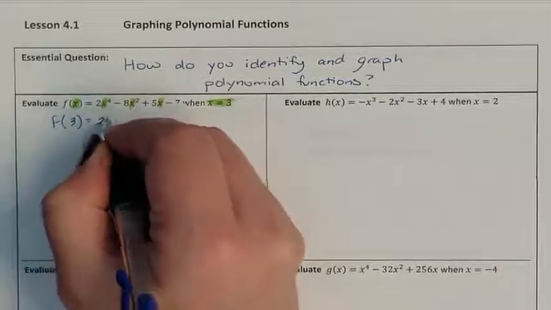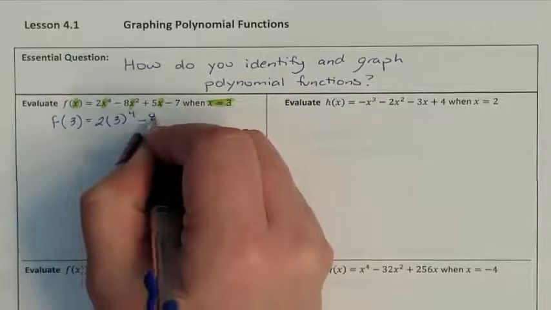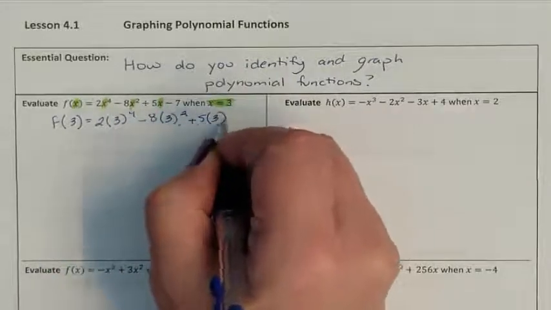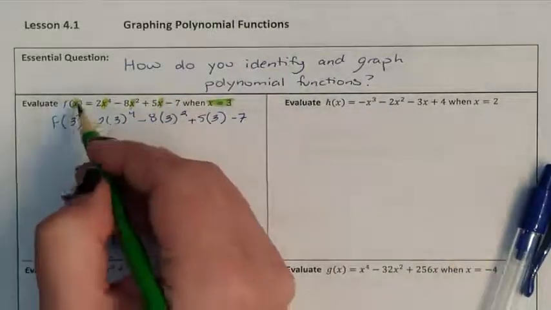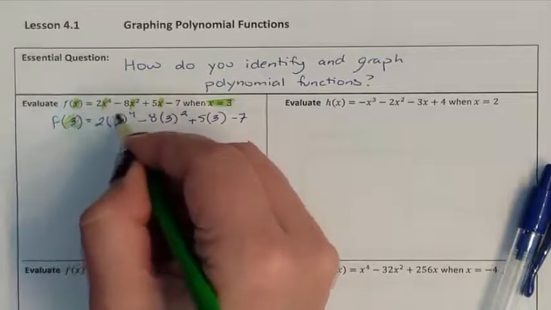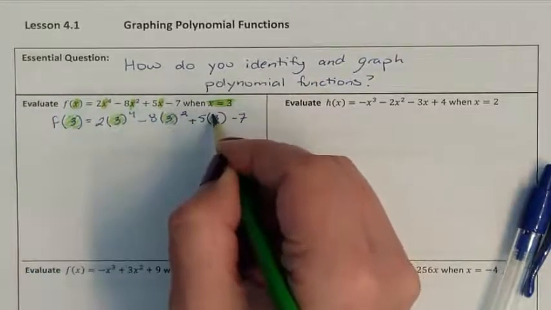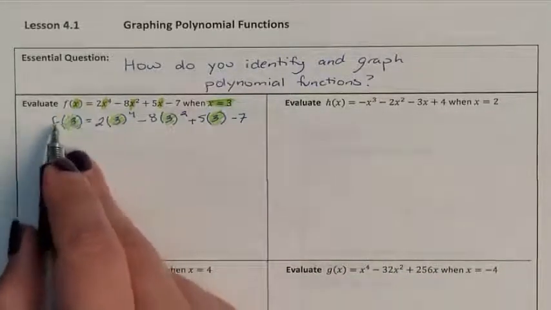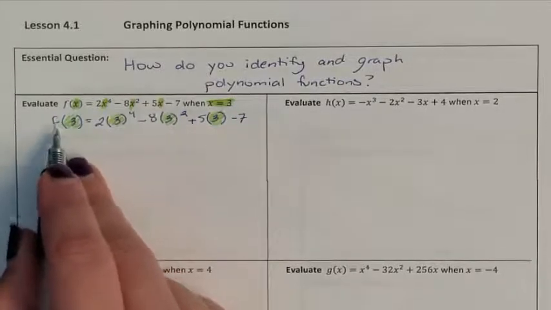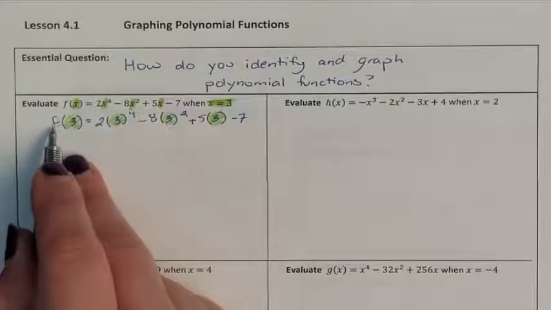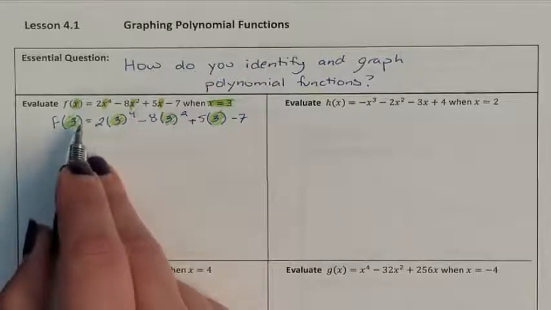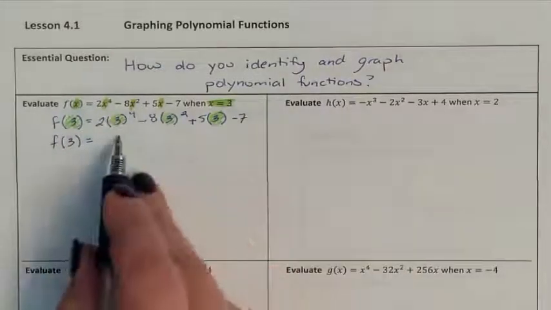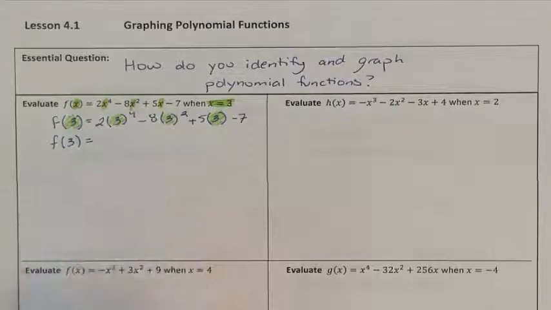So I have 2, there is a 3, minus 8, there's another 3, plus a 5, there's another 3, minus a 7. These 3's were all replaced because that is what you told me x was. So now I'm going to evaluate. F at 3 will always stay as f at 3 because this tells us that we are evaluating the f rule, the f function, at the value 3. This will never change. So f at 3 is going to equal, you're going to solve the right side all the way down till you get your final answer.